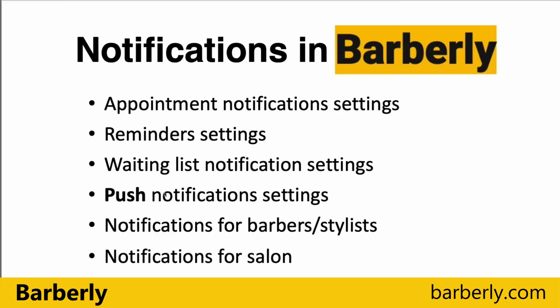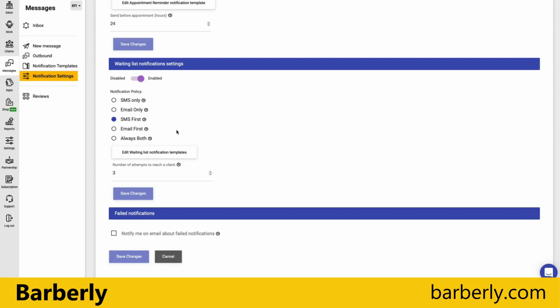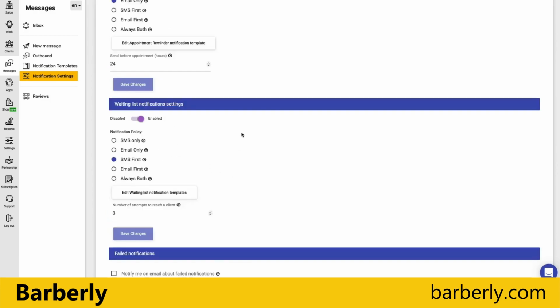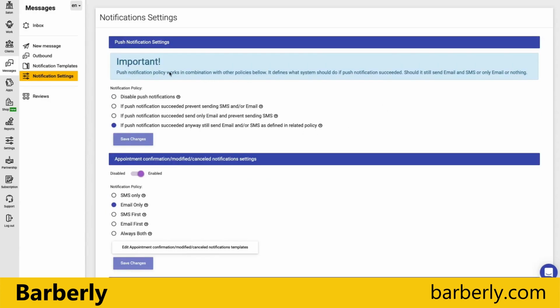So next, push notification settings. Here we cover SMS and email, but also on the top we have push notifications. So push notifications work somehow on top of your SMS and email notification settings. What it means is that here you can configure policies, what the system should do if a push notification succeeded.